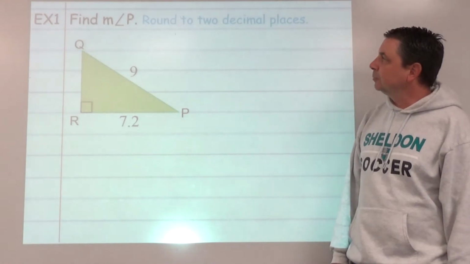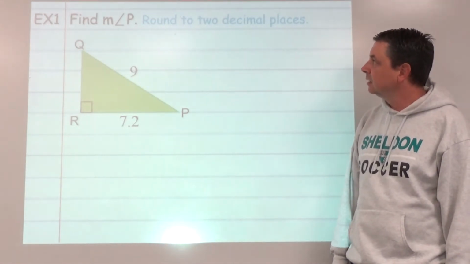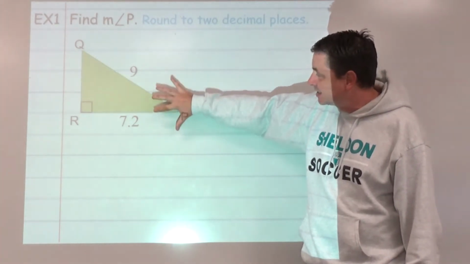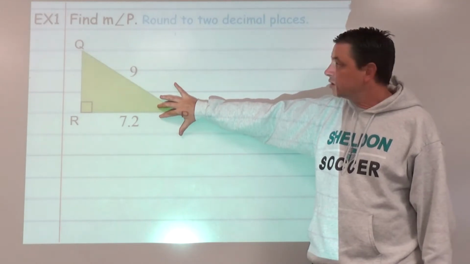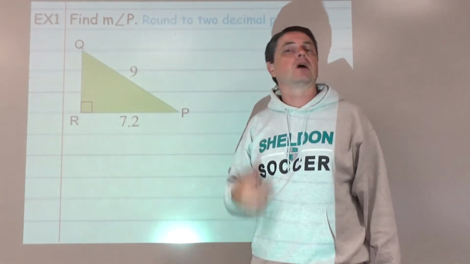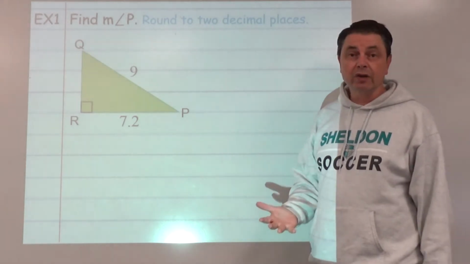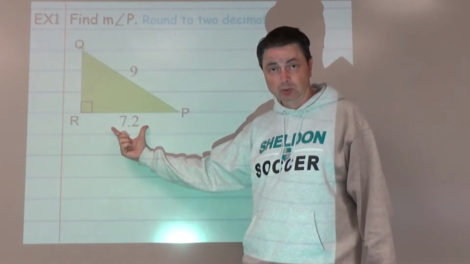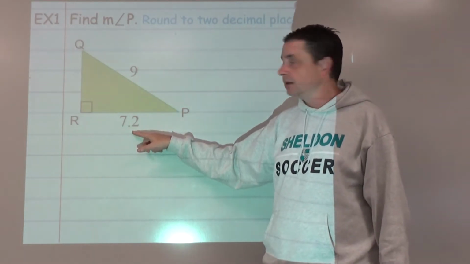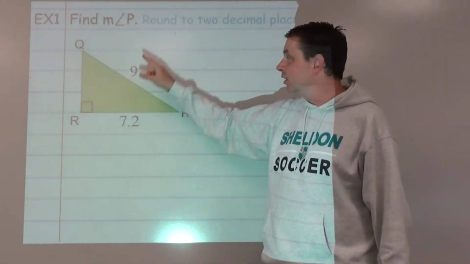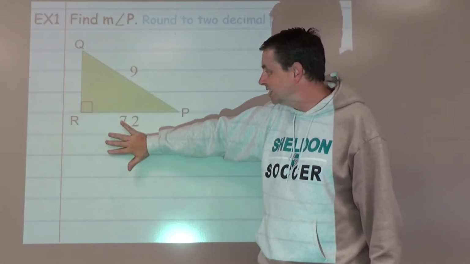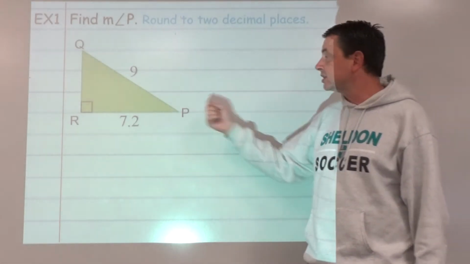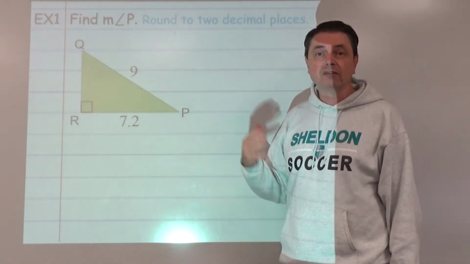Example number 1, find the measure of angle P and round to 2 decimal places. So here's our focus. This is essentially our theta. This is the angle in question. So the two sides that we know are going to dictate the trig function that we're going to use. So we've got 7.2, which is the adjacent leg, and opposite the right angle, the 9, that's the hypotenuse. We've got adjacent and hypotenuse, A and H. So we're going to talk about cosine of our angle.